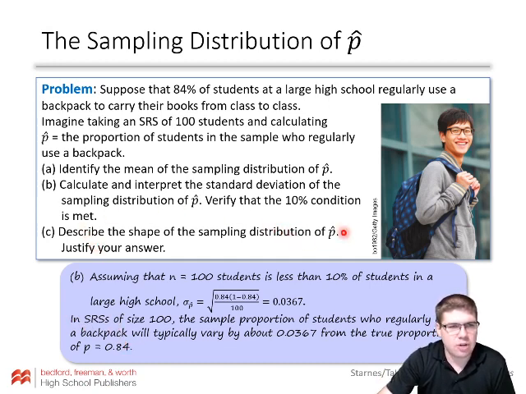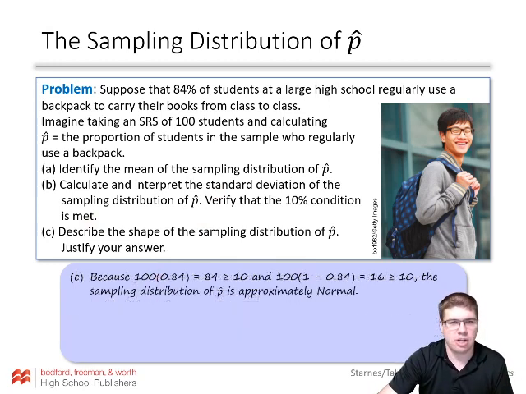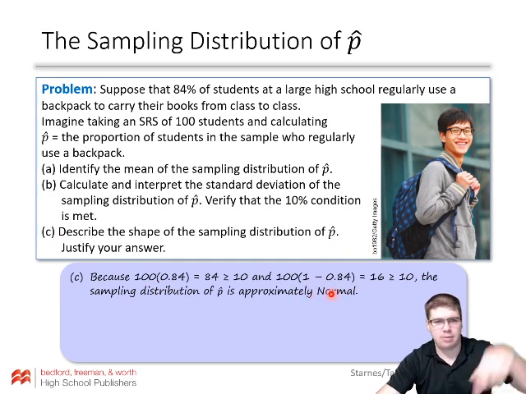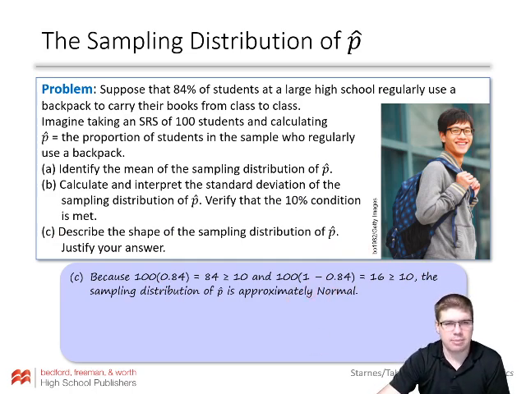All right, and then finally, describe the shape of the distribution. So we have the center at 0.84. We have the spread, 0.036. What's the shape going to be? Well, as long as we meet that condition of n times p being at least 10 and n times 1 minus p being at least 10, which they both are. 84 is greater than 10. We expect 84 successes. We expect 16 failures. Those are both at least 10. So we actually expect that sampling distribution to be approximately normal. Not exactly, so be very careful to include that word approximately. The shape of that distribution is approximately normal.